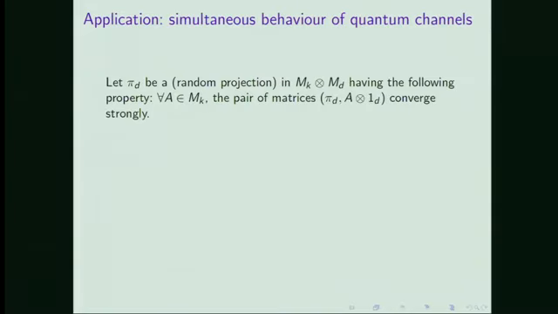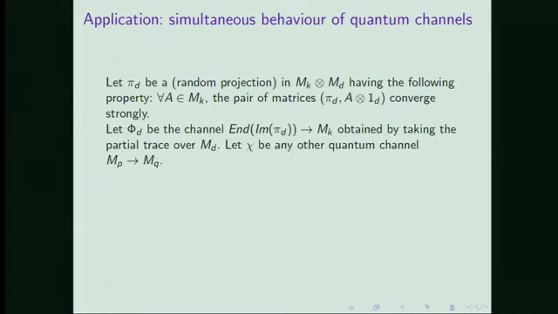So now I'm taking a random projection which belongs to M_k times M_d, so k is fixed, d goes to infinity, and I assume to have the property that for all matrices A in M_k, so k is fixed once again, the pair of matrices pi_d and A times 1_d, which is a matrix in M_k times M_d, has a strong limiting distribution. So in the sense that all non-commutative polynomials behave well, and also the supports behave well. And as we know, we have lots of examples of this. I'm going to speak about this.